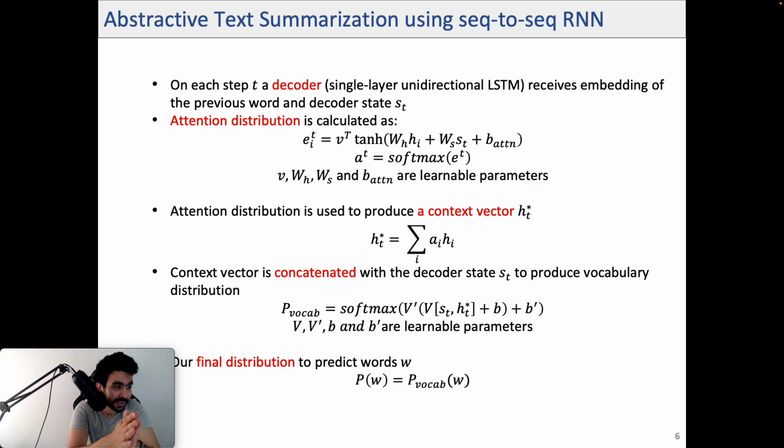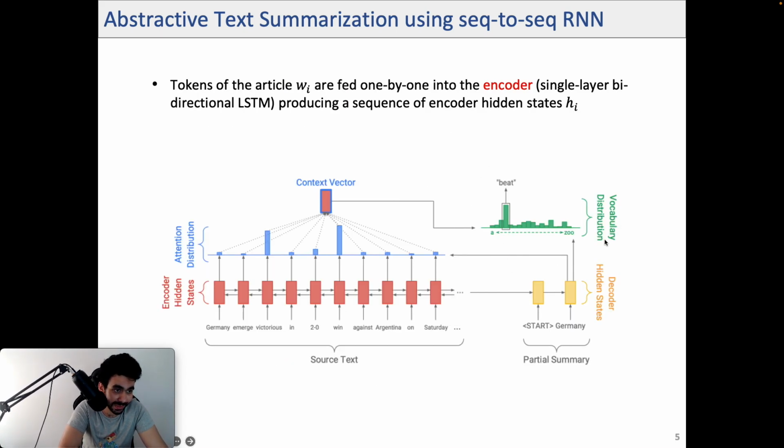And then the context vector is concatenated with our decoder state to produce our vocabulary distribution. And our final distribution to predict the word would be this concatenation passed through a softmax in order to turn it into a probability distribution, which is noted here.